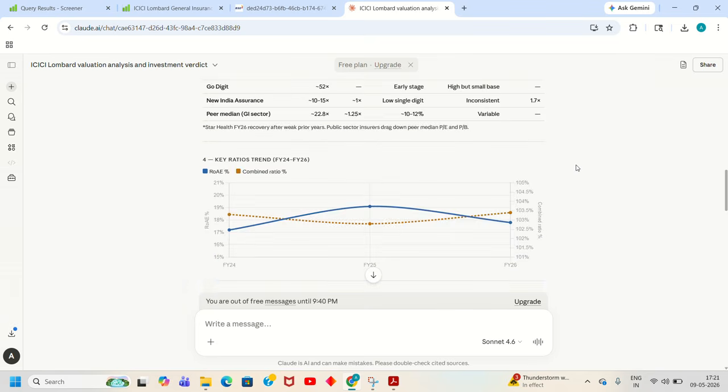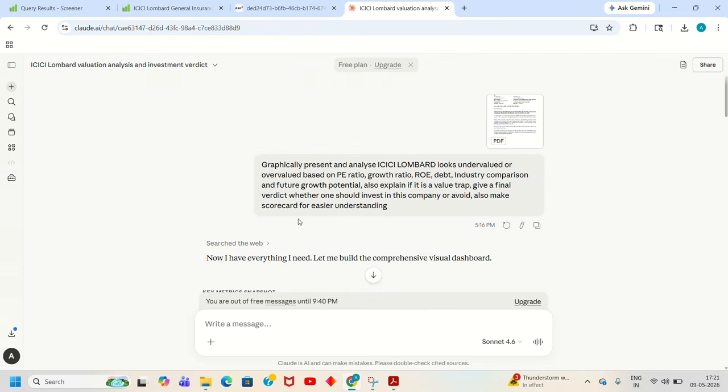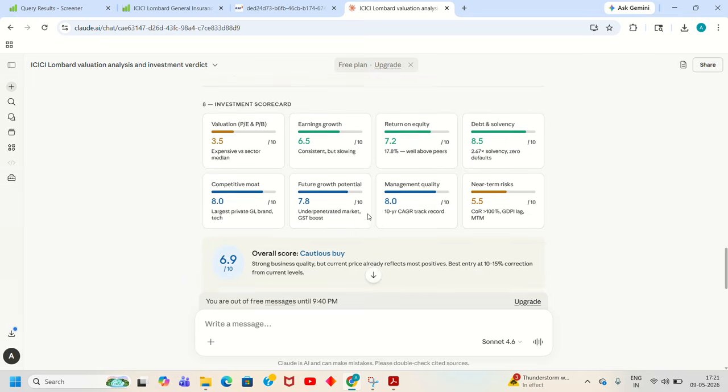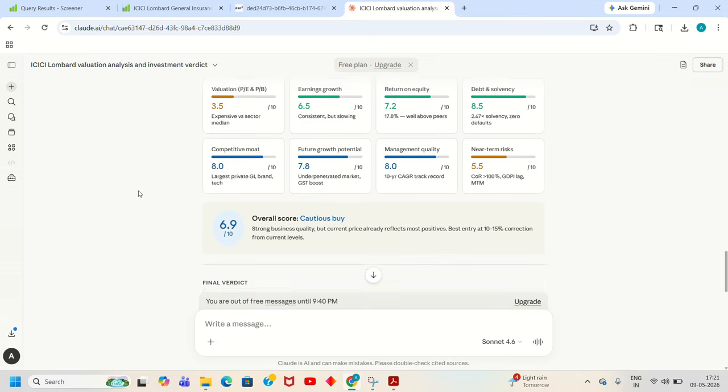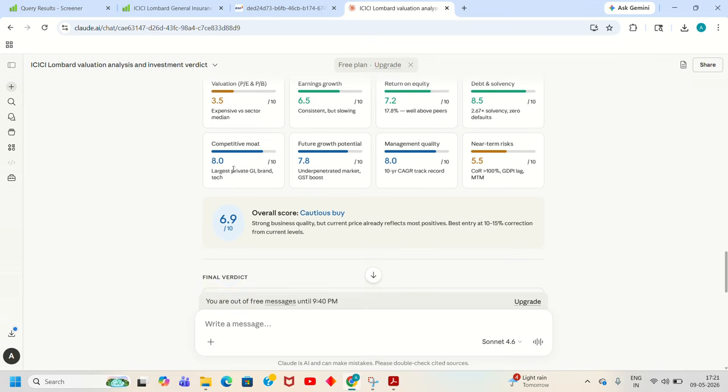I also wrote in the prompt to generate an investment scorecard, so that it would be easier for understanding. So here is the final scorecard that Claude has generated. Valuation, they are rating it expensive valuation. Earnings growth is consistent, but the earnings have comparatively slowed. Return on equity, which is 17.8%, is well above peers, that's why they have rated 7.2. And debt to equity, as it is almost a completely debt free company, is 8.5. Competitive moat, large private brand, that's why they have given it 8. Future growth potential 7.8, as there is a lot of unpenetrated market. And management quality, 10 years CAGR track record.